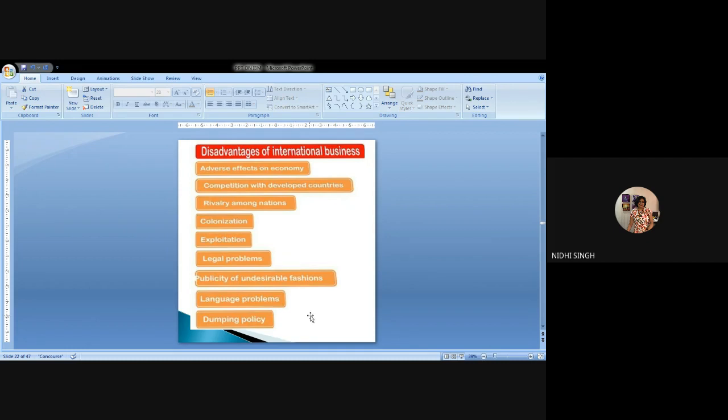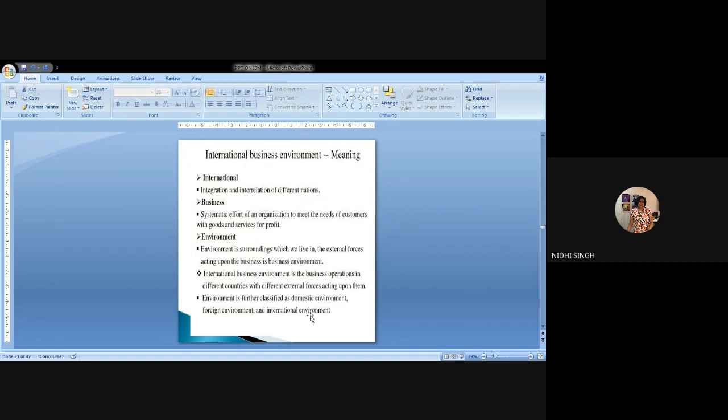Legal problem. Obviously there will be legal problems if we do international business. If there is any issue, publicity of undesirable fashions, this is also a disadvantage, everyone understands it. Language problem and dumping policy. If a country is dumping a product, dumping too much of it in its own market, then the price of that product goes up. So these are the disadvantages of international business.